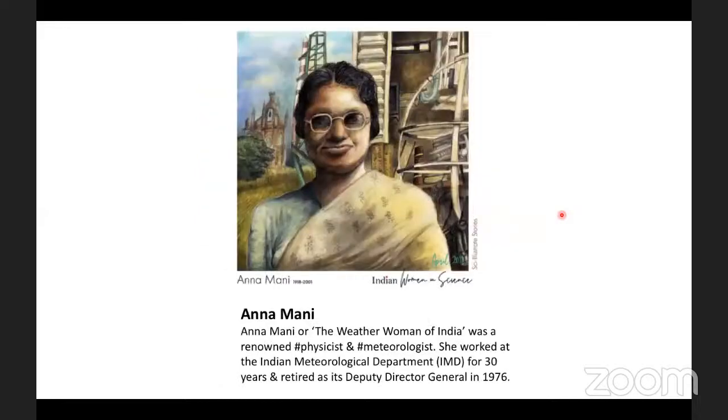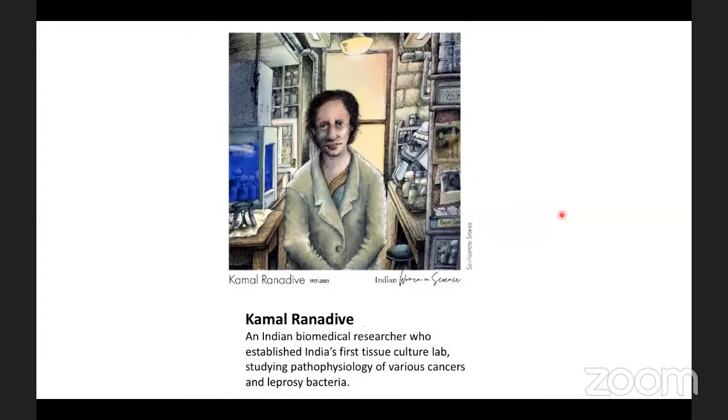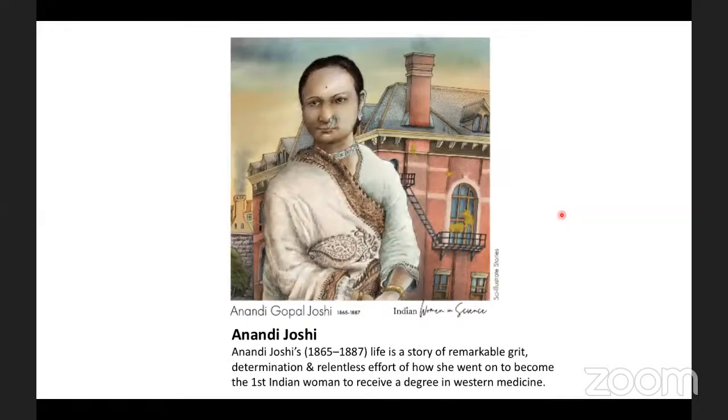Anna Mani is called the Weather Woman of India. She was a renowned physicist, meteorologist. She worked at the Indian Meteorological Department and she served there for a long 30 years. This is Kamal Ranadive. Kamal Ranadive is an Indian biomedical researcher who established India's first tissue culture lab studying pathophysiology and various cancers and leprosy. This is Anandi Joshi. She was the first Indian woman to receive a degree in Western medicine.